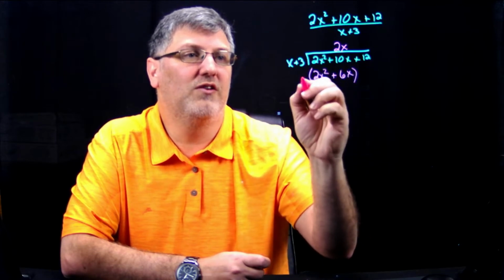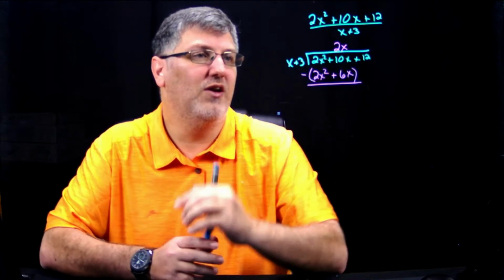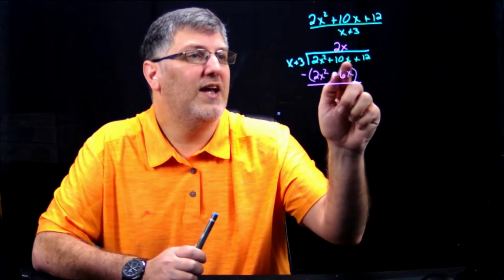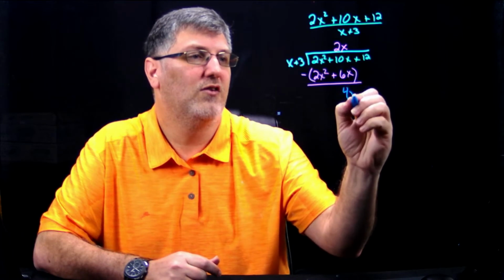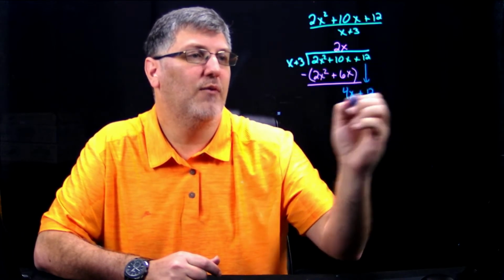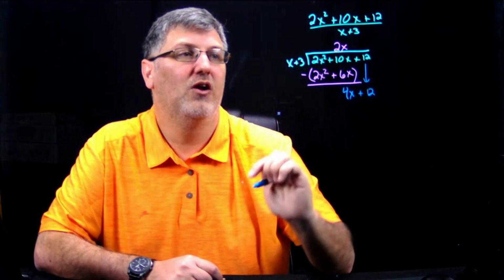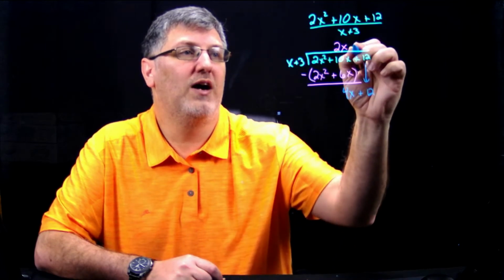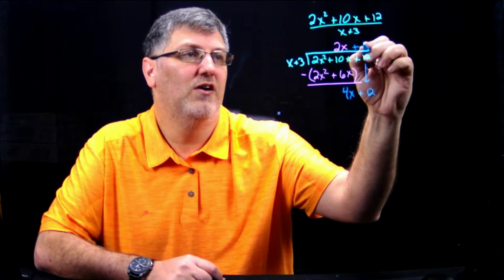And just like with division, we're going to subtract these. So let's use a different color now. 2x squared minus 2x squared is 0. And then 10x minus 6x gives me 4x. And then I'm going to bring down my positive 12, and I'm going to repeat the process. How many times does x go into 4x? Well, it's going to go in 4 times. So I'm going to do plus, because whatever sign's here is going to be the sign here, plus 4.